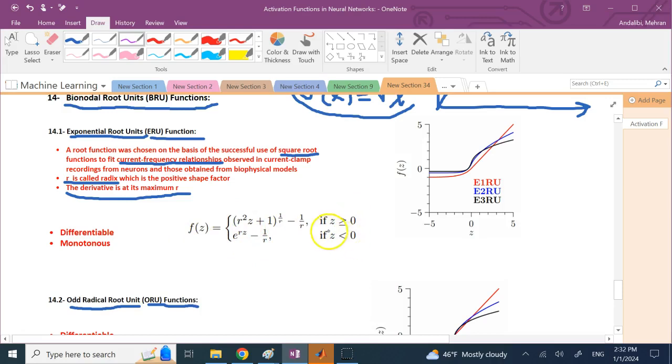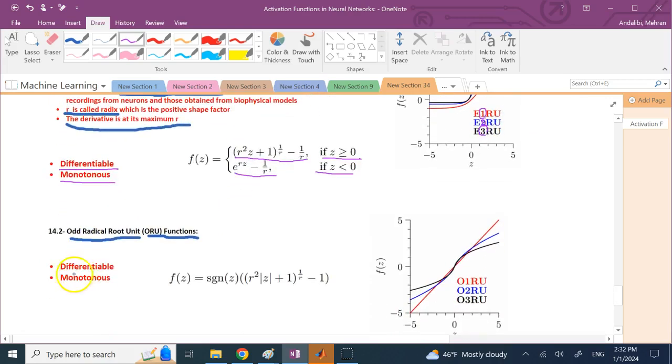So again, it's a multi-piece function. For positives, you clearly see it's a root function. For negatives, again, it's an exponential function. So it's exponential root. And this is how it looks for three different values: 1, 2, and 3. So you see for R of 1, it's kind of like that, and then for R of 2 and R of 3, the blue and the black curves. And so you can choose R. The good thing about these two functions is that they are both differentiable and monotonic.